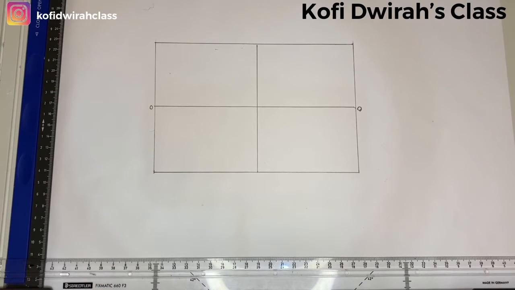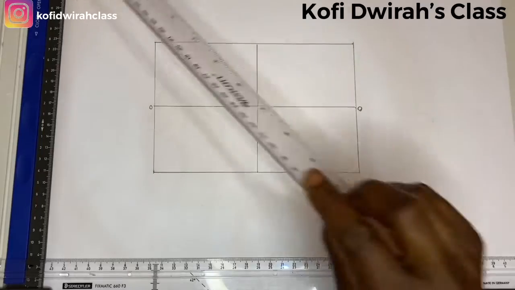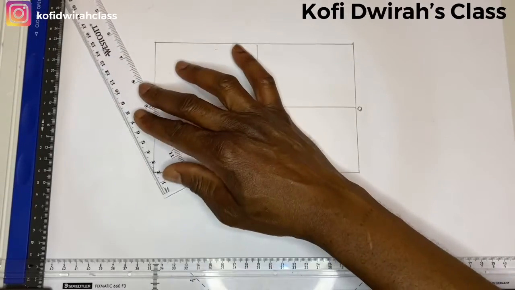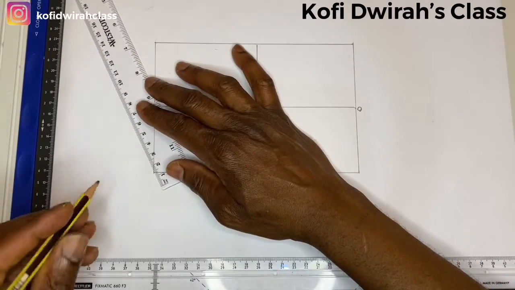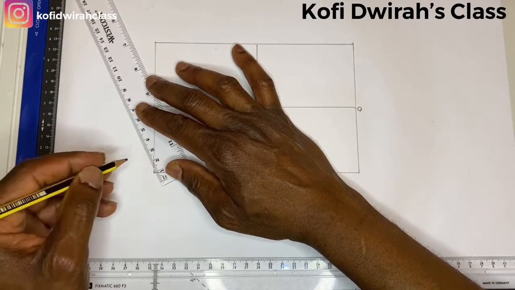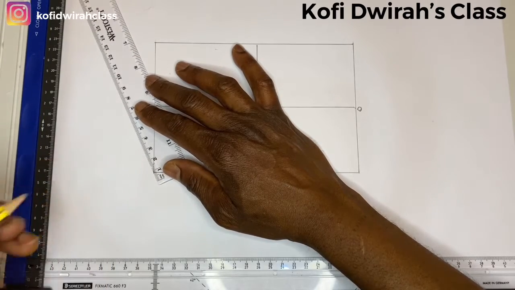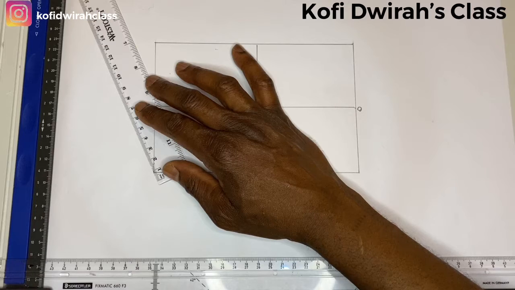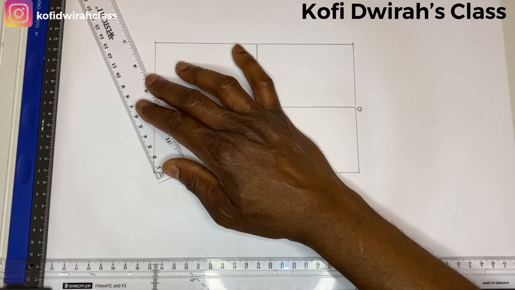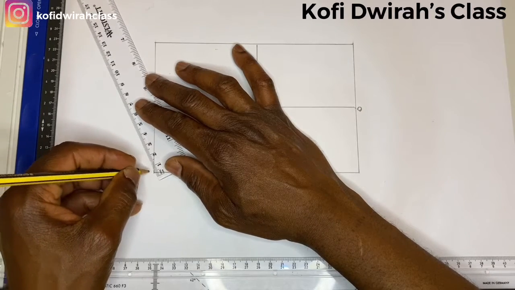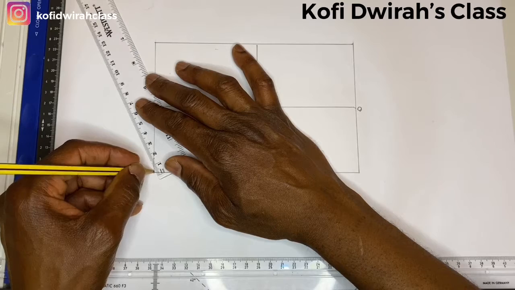And you know how to divide a line into a given number. We did this in our first lesson. So if you don't know how to divide a line into equal parts, you can look at the channel, the first lesson. That is how to divide a line into a given number. You can learn from that video.